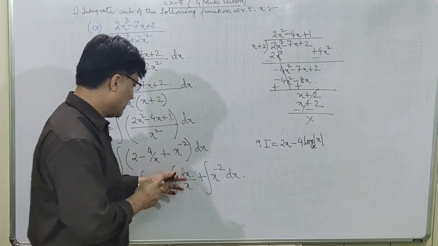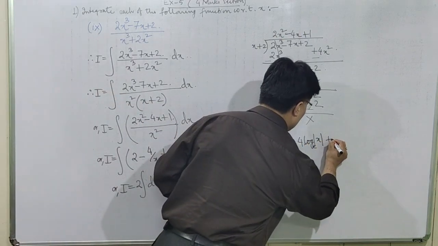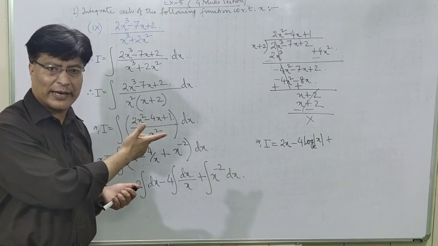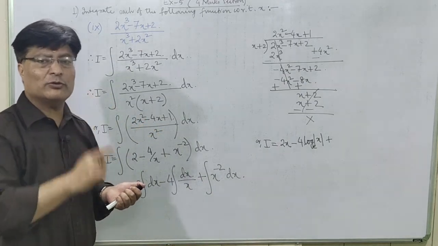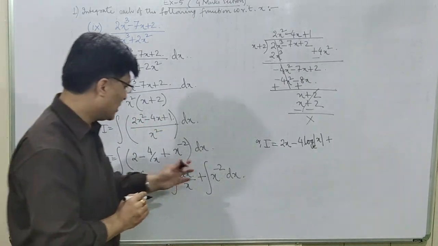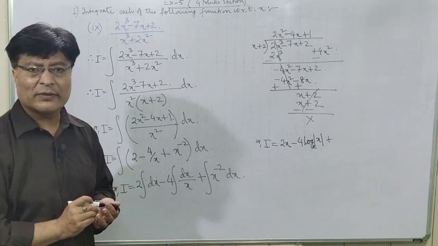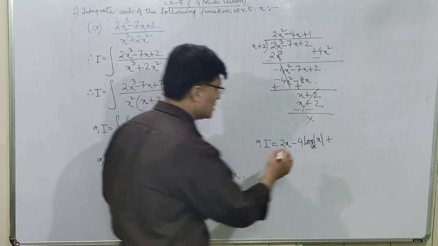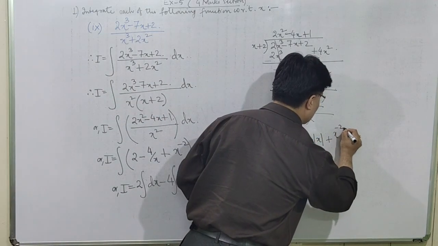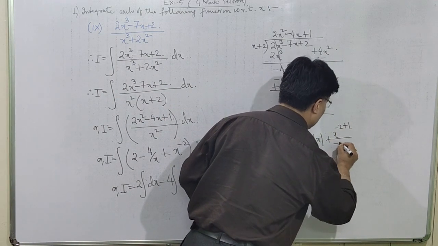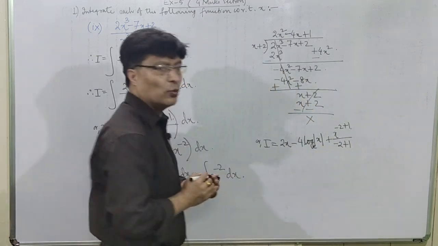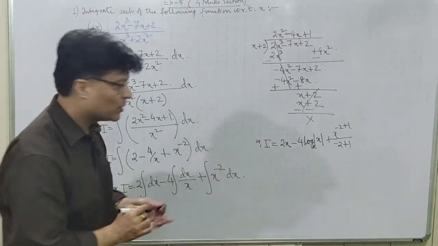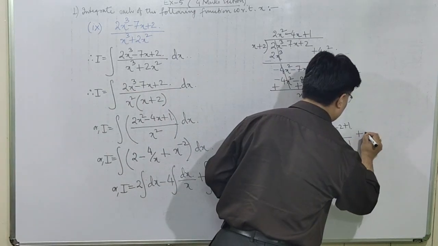Okay, then plus, what is the integration of x to the power minus 2? This is just like x to the power n, where n may be equal to minus 2, isn't it? So let us integrate it. What is the formula? x to the power n plus 1 divided by n plus 1. So here it is plus x to the power minus 2 plus 1 divided by minus 2 plus 1. So we have integrated all the terms. You have to write plus c.